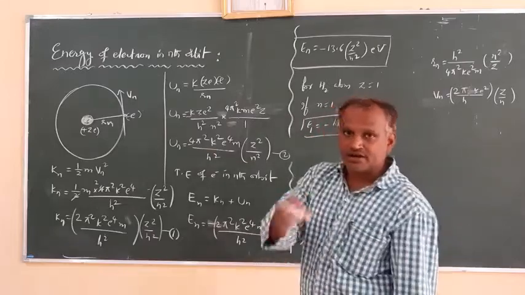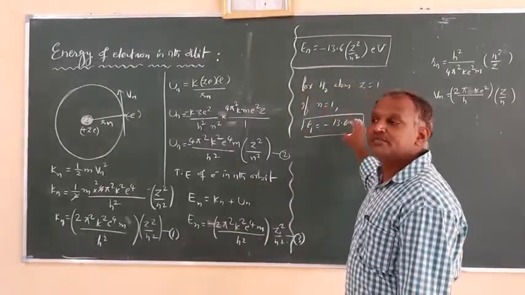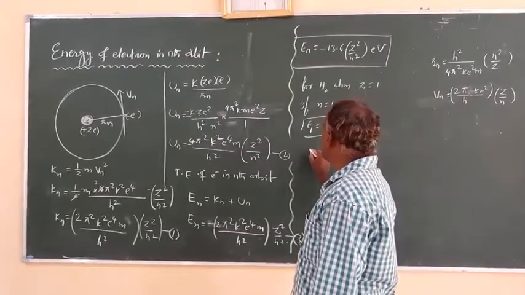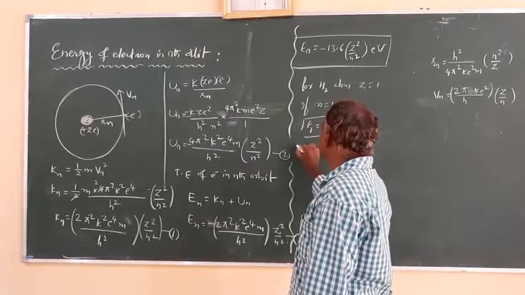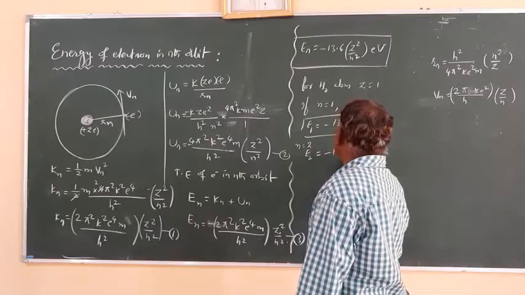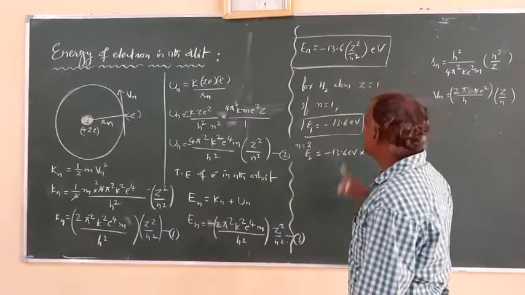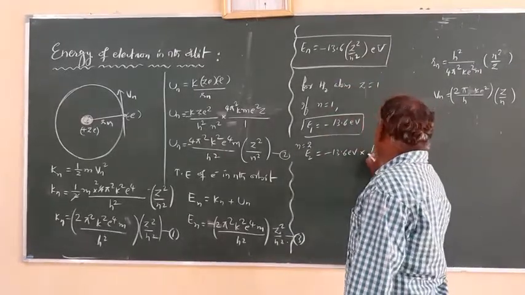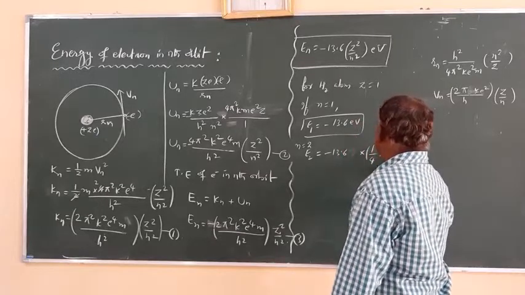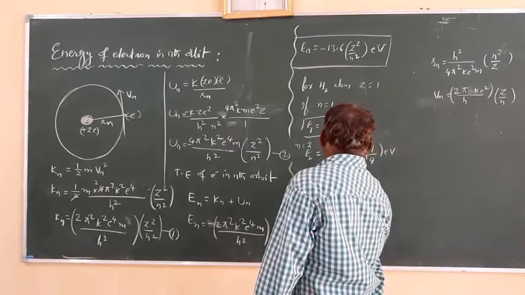In the ground state, the electron possesses energy given by the value minus 13.6 electron volts. So that is what can be observed. If n is equal to 2, that is E2, then you can observe here minus 13.6 electron volts into Z square by n square. Z is 1 for a hydrogen atom, so into 1 by 2 square, which is 4. So E2 is equal to minus 3.4 electron volts.